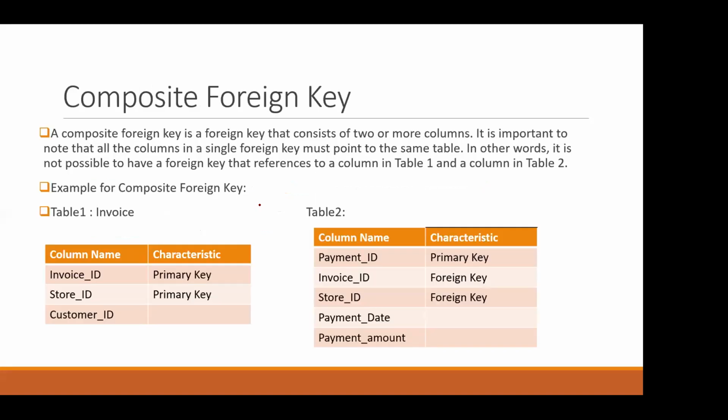And you can see what is a composite foreign key. So we are defining the primary key as a composite. Together we are using a composite key as a set of two attributes, invoice ID plus store ID. So this I am defining as a primary key.